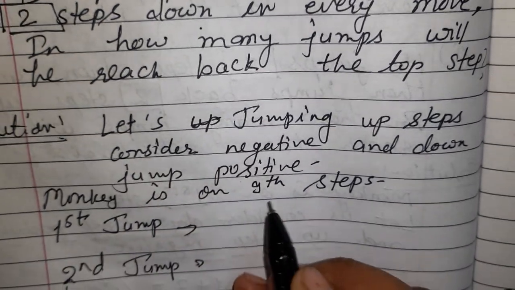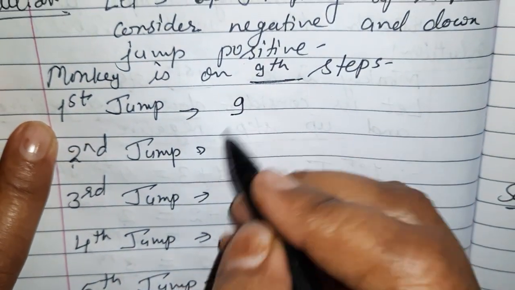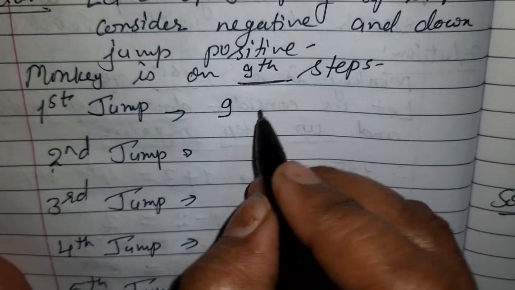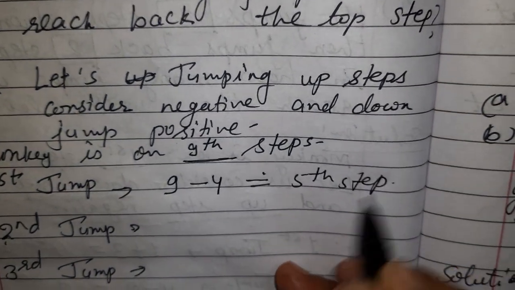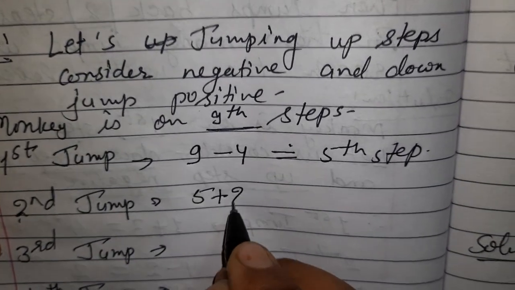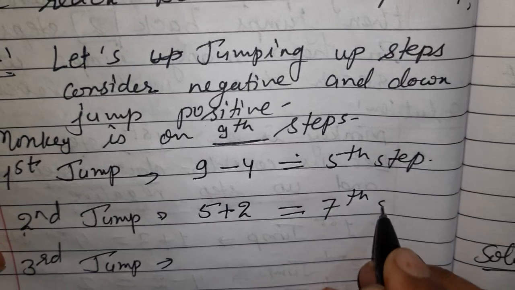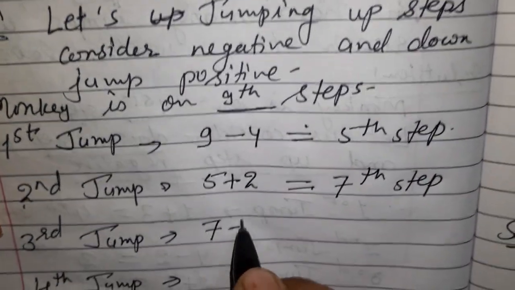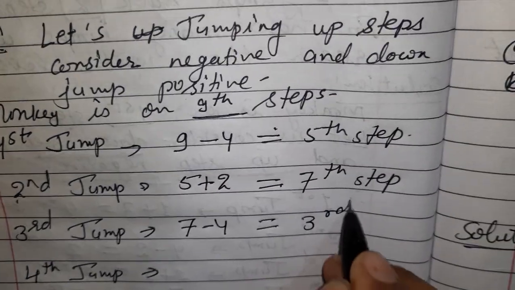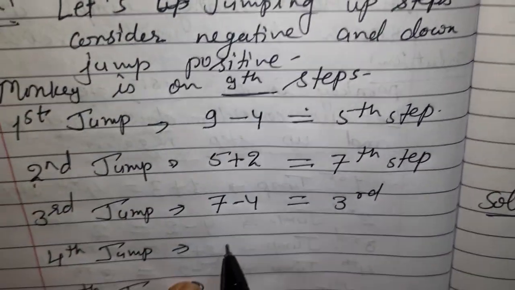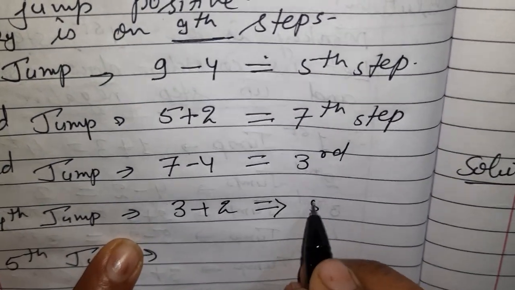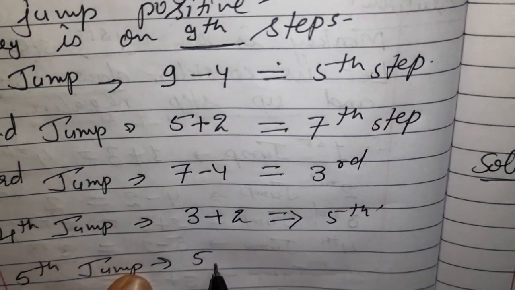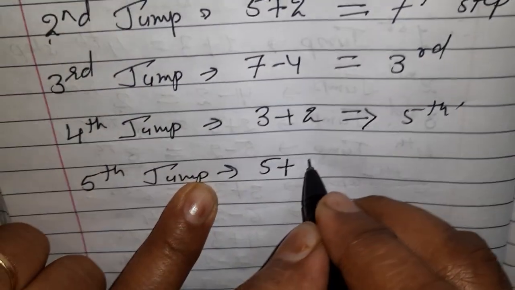Okay, where is the monkey? On the 9th step. So on the first jump, 9. And he is jumping upward, so up we have taken negative, so minus 4. So where is he now? On the 5th step in the first jump. In the second jump, 5 plus 2, where is he? On the 7th step. Then again 7 minus 4, that is the third step, which means on the third jump he is on the third. Now 3 plus 2 in the fourth jump, where will he be? On the 5th step. And after that, 5 plus 4.